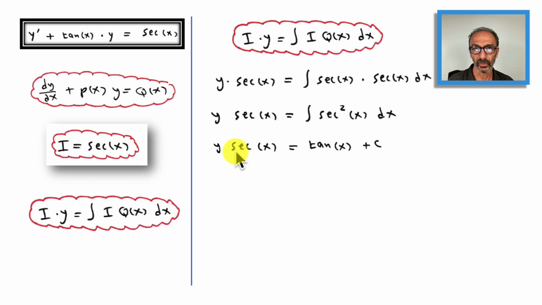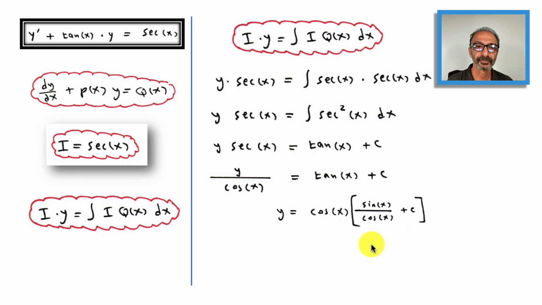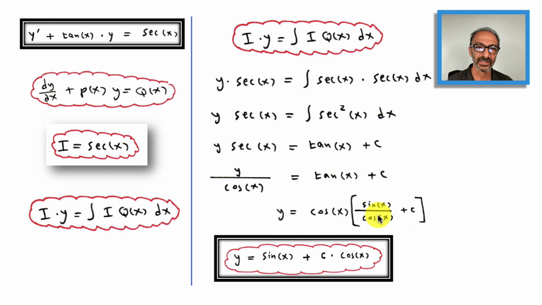Replacing secant with 1 over cosine, it's easier to get rid of and leave y alone. So I have 1 over cosine multiplied by y. Multiplying both sides by cosine after seeing tan as sine over cosine, distributing the cosine to both terms. The cosine will cancel in the first term, and it's going to show next to c on the second term. So I do have y equals sine x by itself plus c multiplied by cosine x. And that should do it.